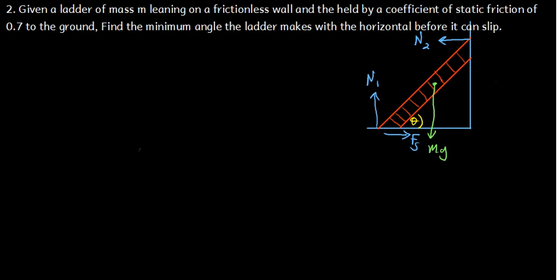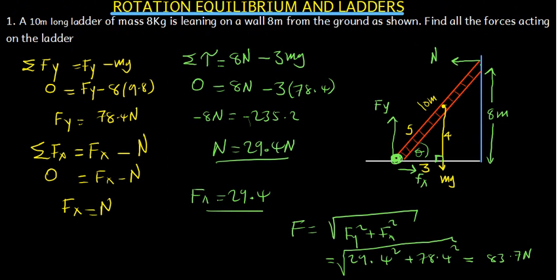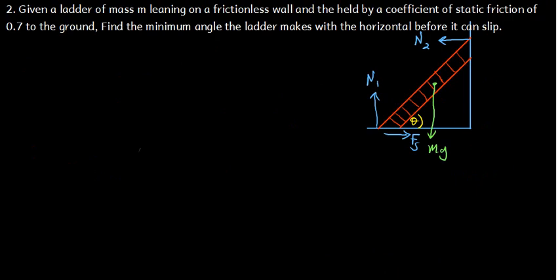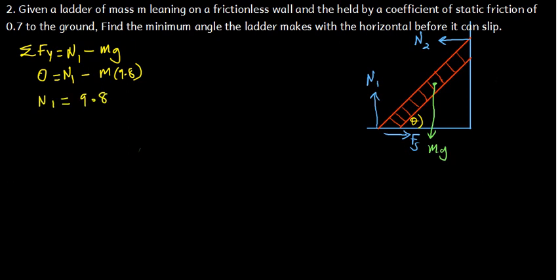Now let's start first with the forces in the y. Considering the forces in the y, the net force in the y is going to be equal to the force which is going up, we have got n1, minus what is going down, we have got mg, and the net force is going to be 0. So that will be n1 minus mg. We don't have mass, so just put 9.8 there. So that will mean n1 is equal to 9.8 m.